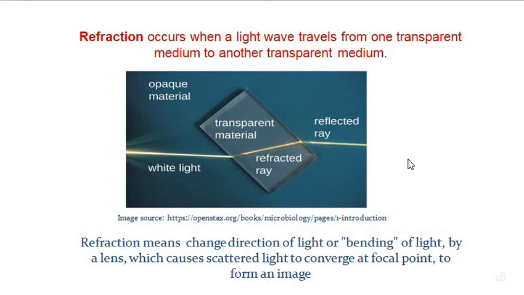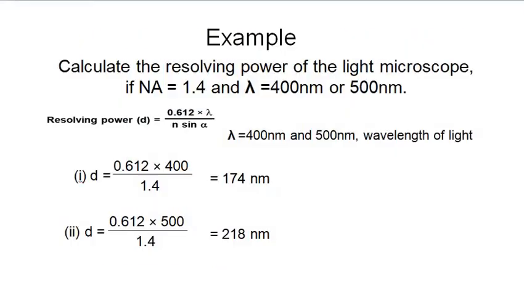Then that causes the light to scatter and converge at a focal point to form an image. So the bending of light is important for determining the angle of the light wave. Now you can use the formula of resolving power to calculate the resolving power of a light microscope.